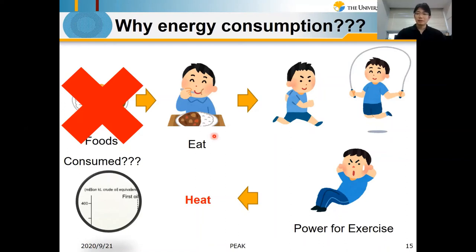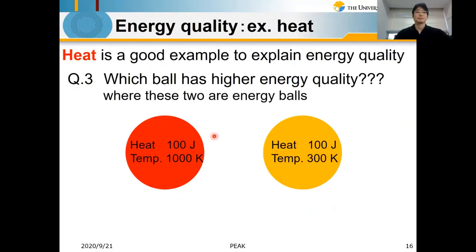Okay, I believe you have at least got some idea about the energy quality and energy consumption. Okay, now we will focus on energy quality more deeply. There are two energy balls as heat, red and yellow colors. This is because heat is a good example to explain energy quality. Some people say, what is an energy ball? To tell the truth, this is an imaginary thing. But you can imagine some Japanese cartoons. In there, heroes are using some skills relating to energy balls, right?